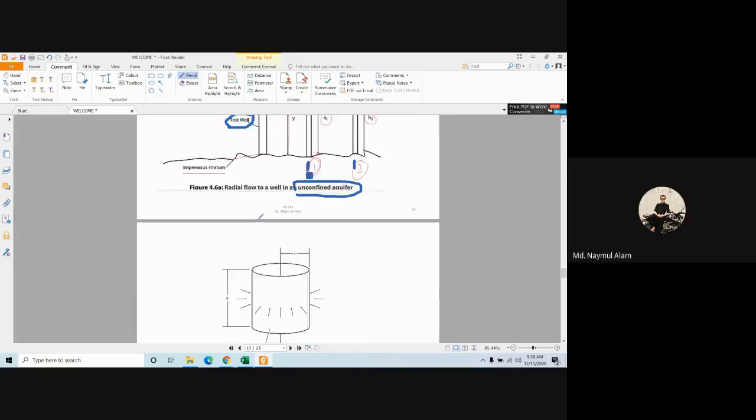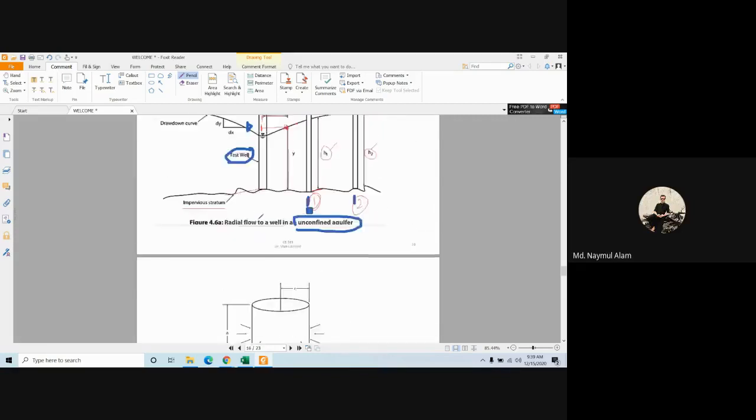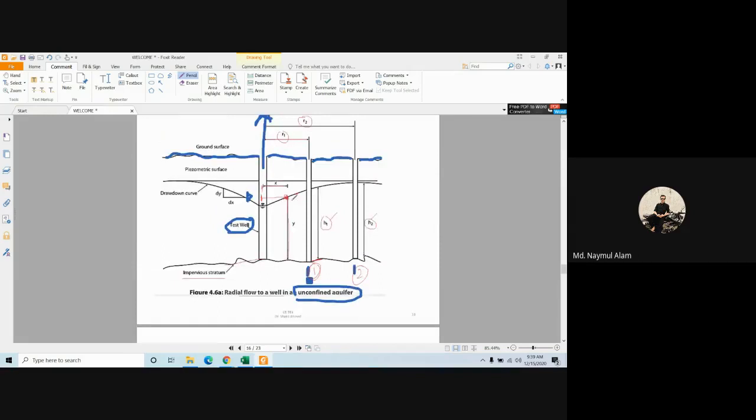Sir, yes. Why is the x distance taken at the middle? This is for any point. It is a variable. This point can be here, here, anywhere. So it's a variable. Okay, sir.